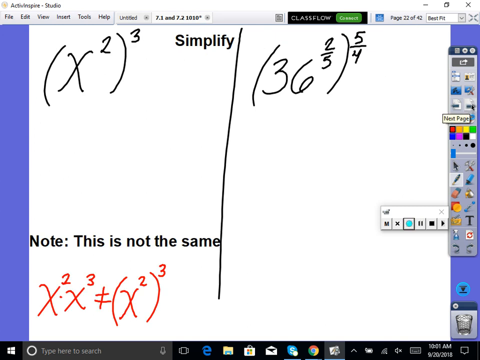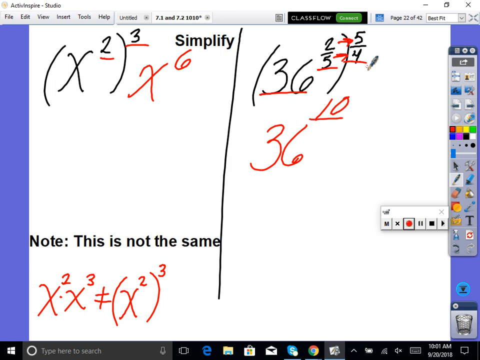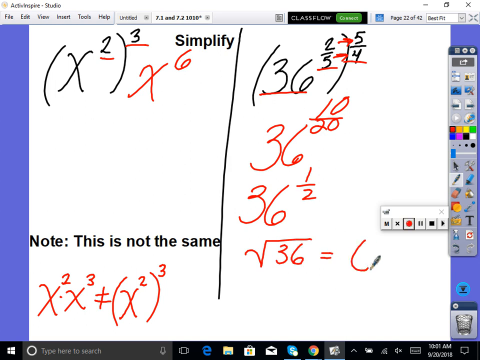Okay, watching. Raise a power to a power and you multiply. So this is x to the 6th. Now right here, base 36, raise a power to a power. So don't we multiply? Yep, straight across. You get 10 on top, and straight across, you get 20 on bottom. So now we have 36 raised to the 1/2, which is the square root of 36, which is 6.